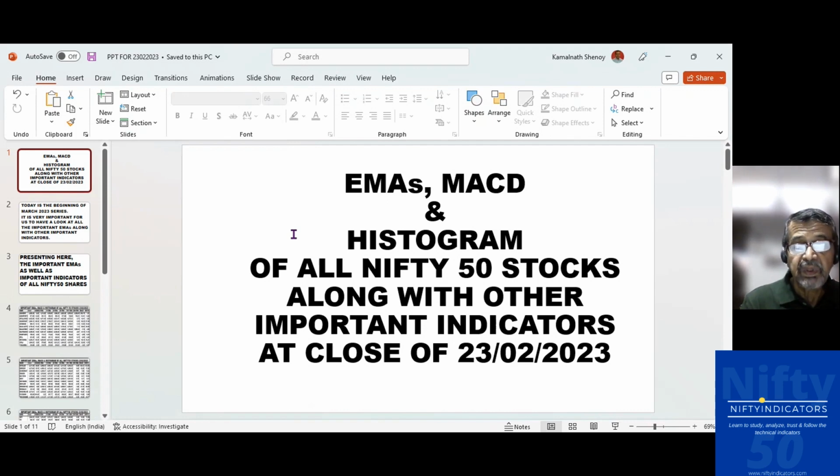I believe EMAs, MACD, and histogram of all Nifty 50 stocks that I'm giving here, along with other important indicators. At close of yesterday, that's the close of February monthly series, is very, very important. So have a look at it, and without much ado, let me present this thing.